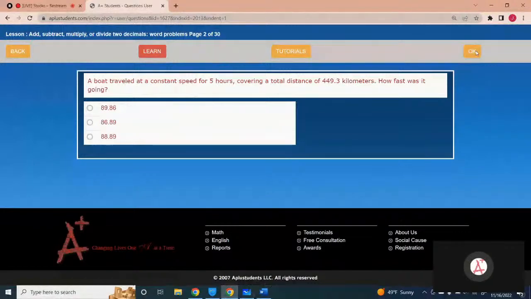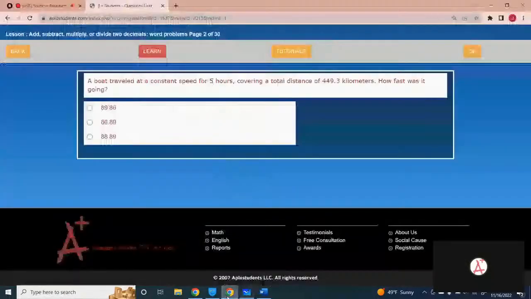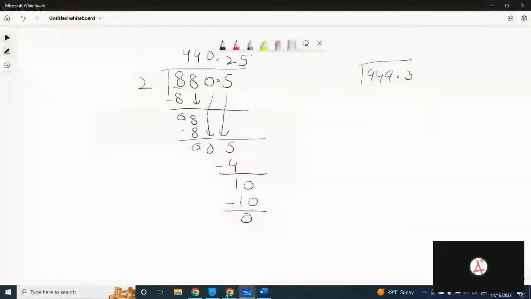Okay, a boat traveled at a constant speed for 5 hours, covering a total distance of 449.3 kilometers. How fast was it going? Got it? You have to divide 449.3 by 5 hours. So you can count 5 till 44. So you can go for 5 times 8 is 40. Got it? 44 subtract 40 is 4. Bring the next digit down.